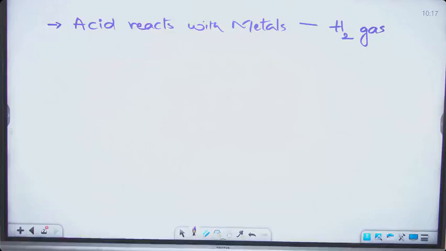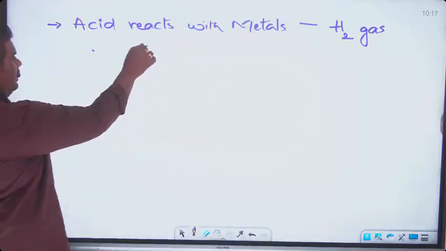So whenever you're talking about any particular acid like HNO3, it is reacting with iron, with silver, with copper. In that particular case, hydrogen is being released, wherein different compounds are formed. So the statement is: acids react with metals to release hydrogen gas.